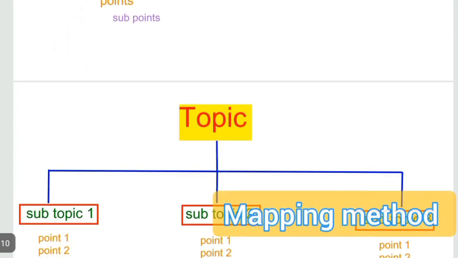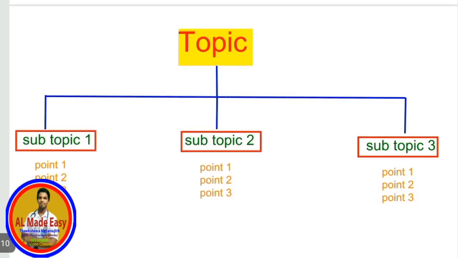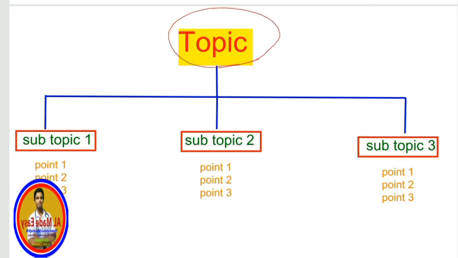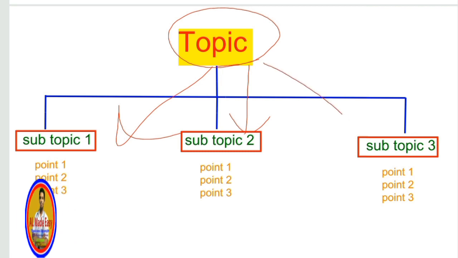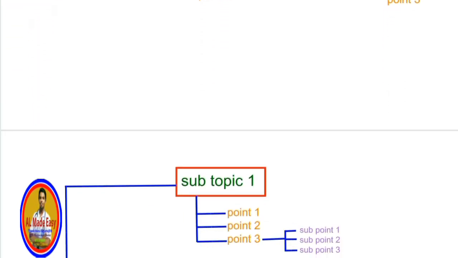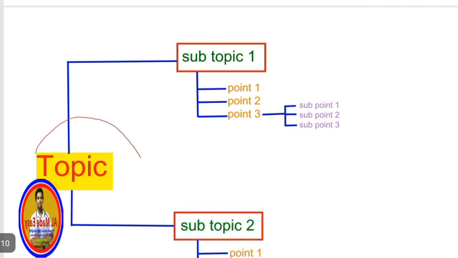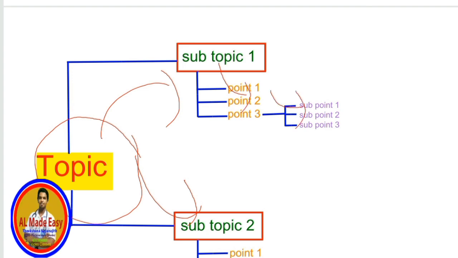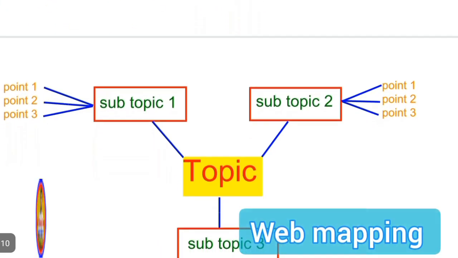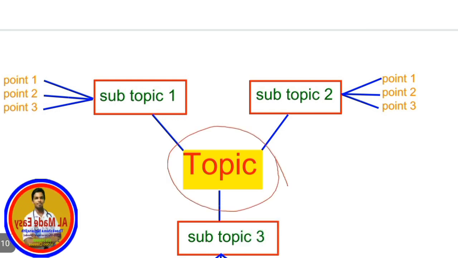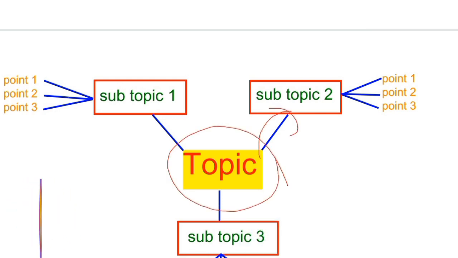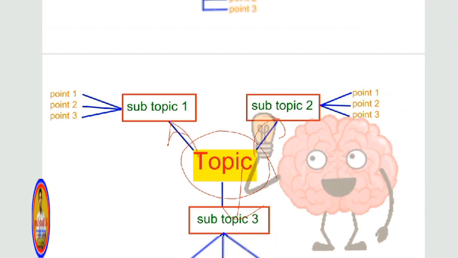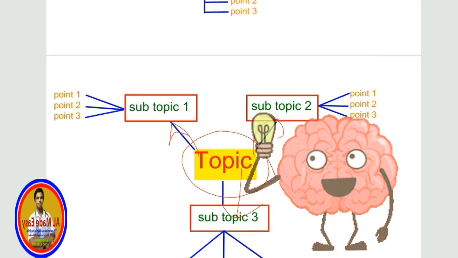Then our third method is mapping method. Under that, first one is vertical method. You can see the topic is branching from top to bottom. Then in the horizontal method, the topic is branching from left to right, like this. In the web method, the topic is in the middle and it's branching throughout the whole page to all the directions. I think this mapping method is very familiar with you.